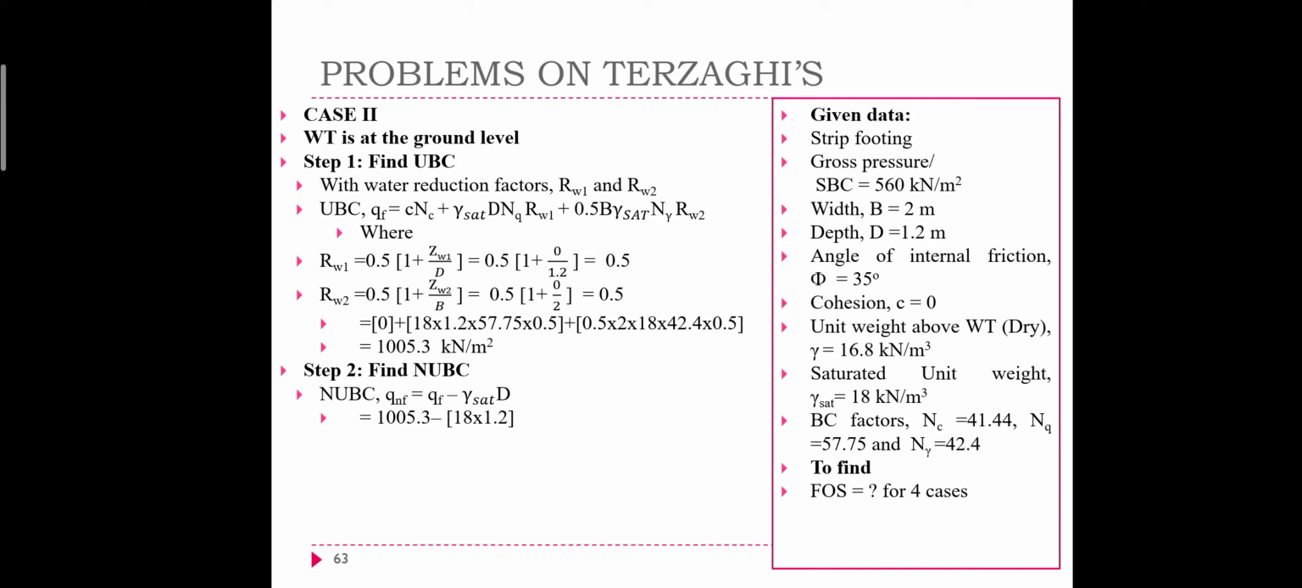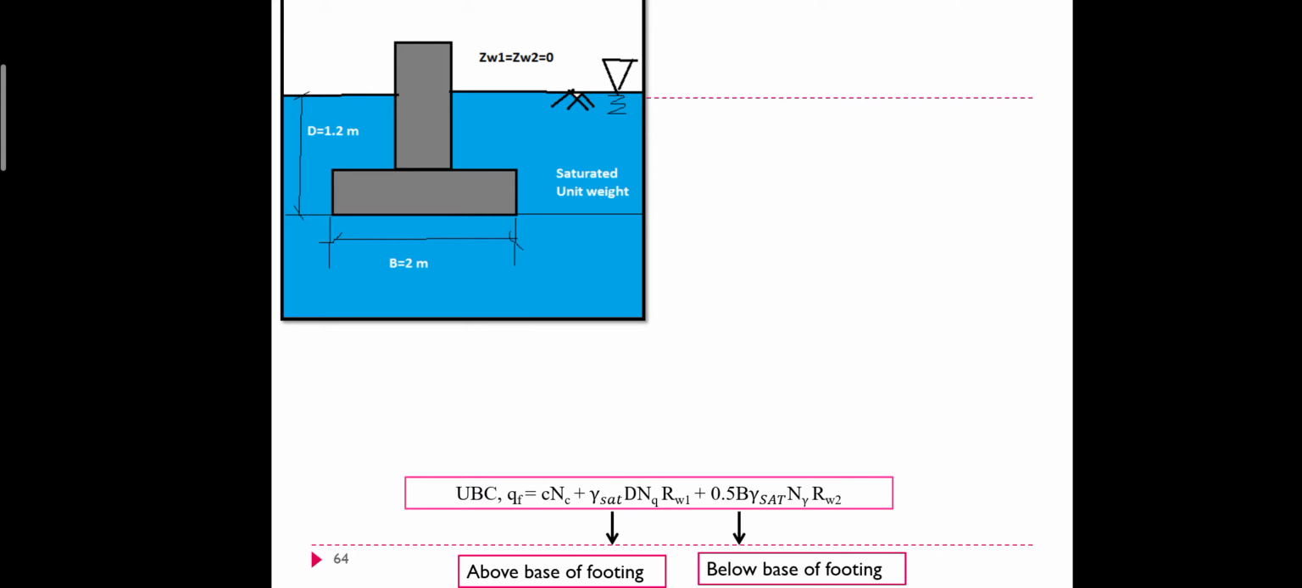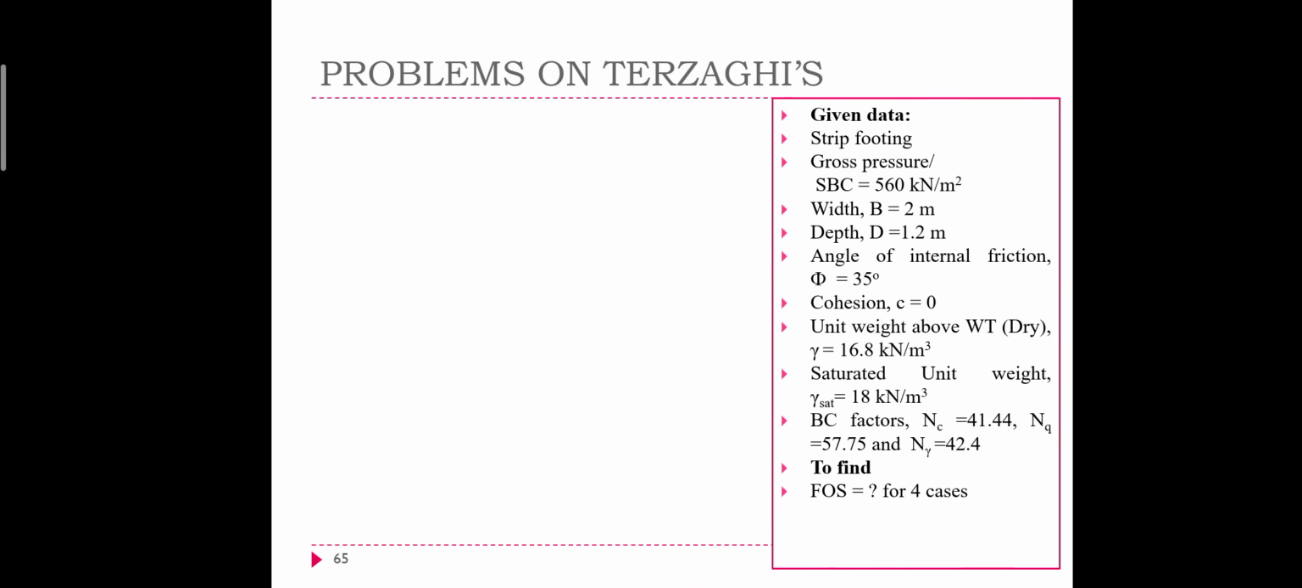1005.3 minus gamma sat 18 into D is 1.2. So you'll get 983.7. Now what is net safe bearing capacity? Just divide by factor of safety. But we don't know factor of safety, so keep it as such.